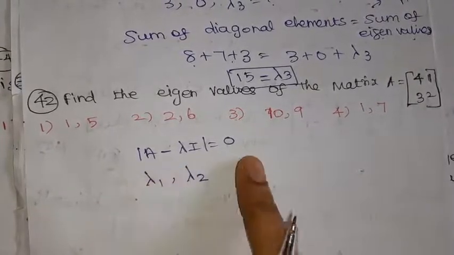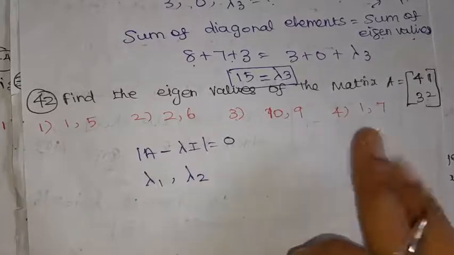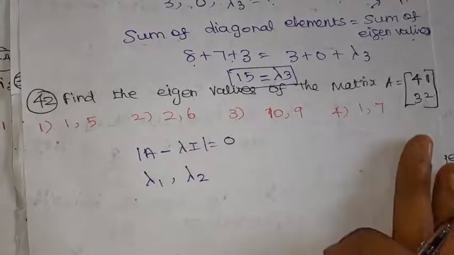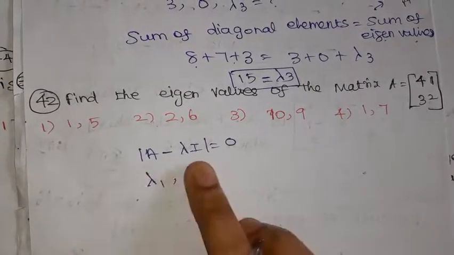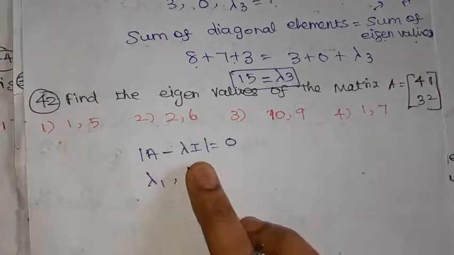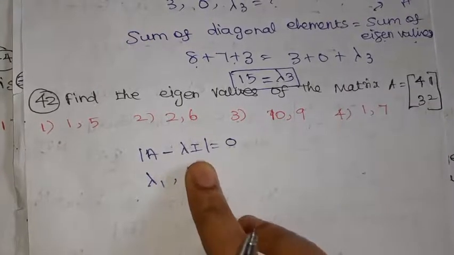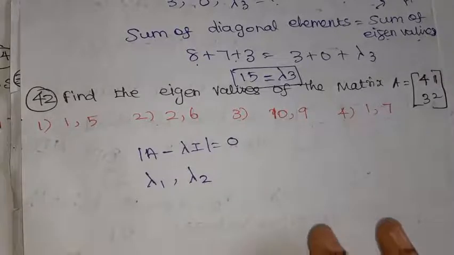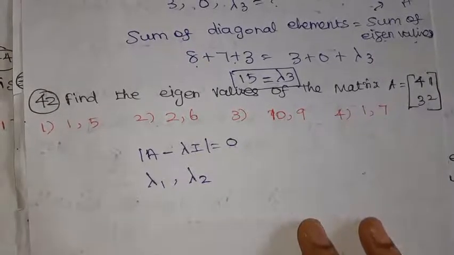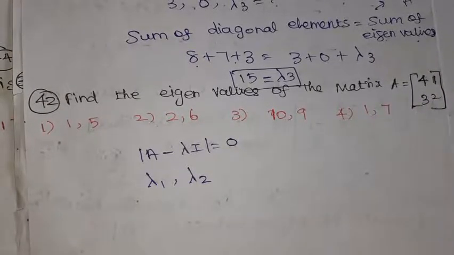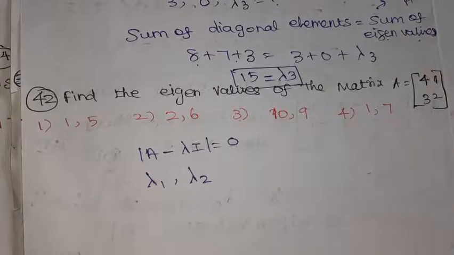If you don't know how to solve this using the characteristic equation, mod A minus lambda I, kindly check our previous videos. Previously we have discussed very clearly how to find the eigenvalues. In the exam point of view, if we use that method, it will drag our time. It is a waste of our time. So from the properties of the eigenvalues, we can solve this very quickly.